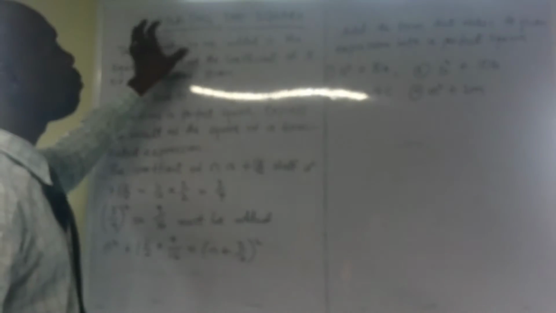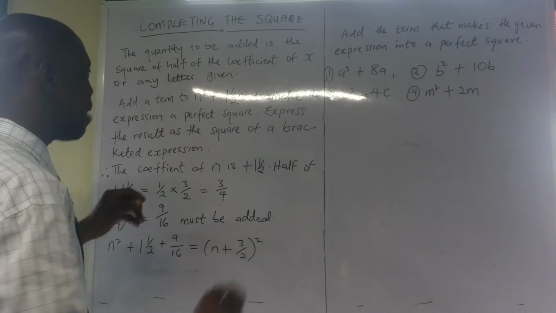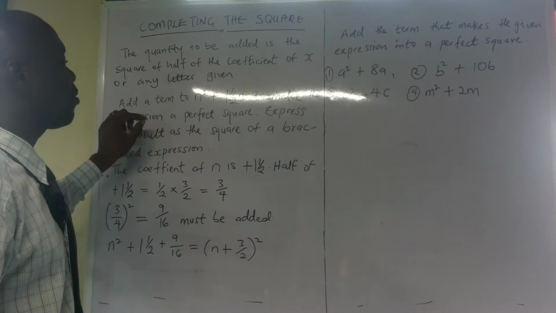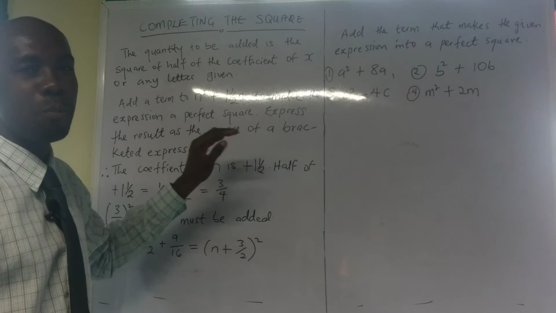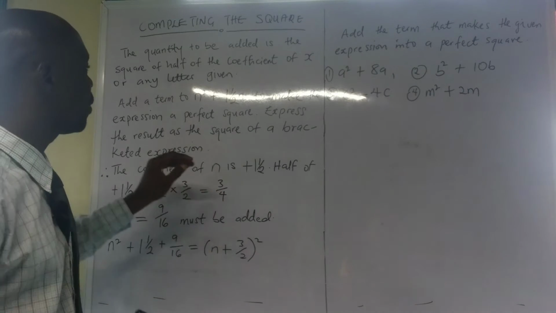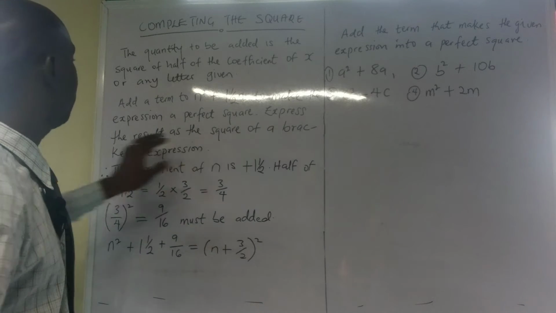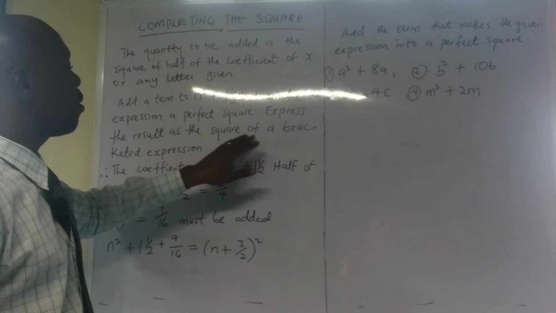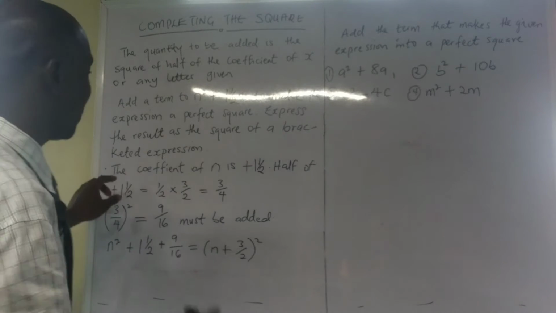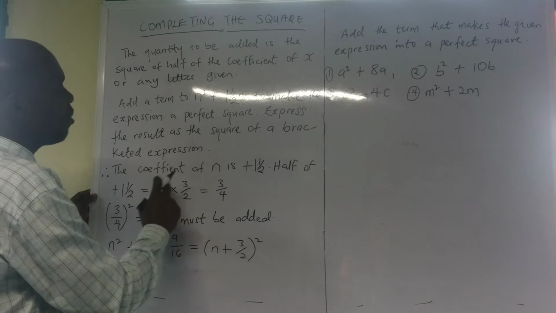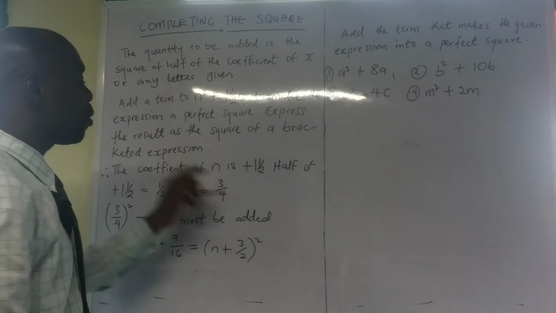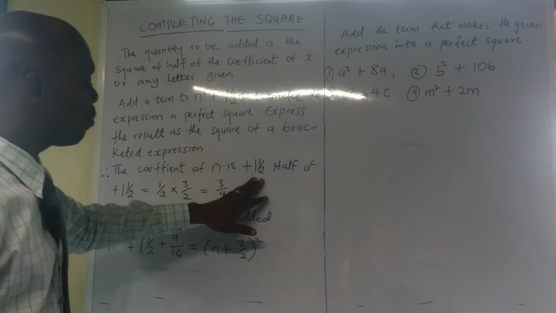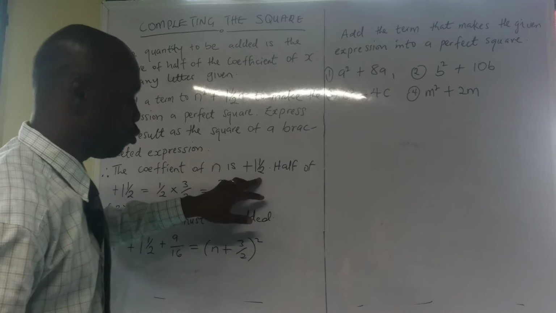So when we're talking of completing the square, we say complete. That means we want the expression to be a perfect square, completely perfect square. So express the result as a square of a bracketed expression. Therefore, the coefficient of n is plus 1 1/2.